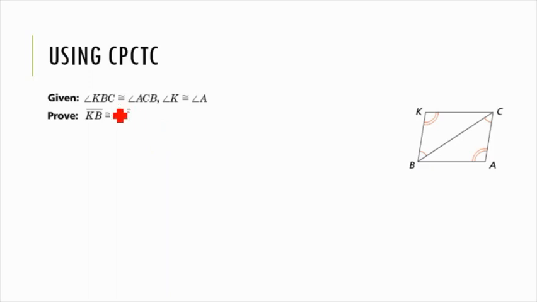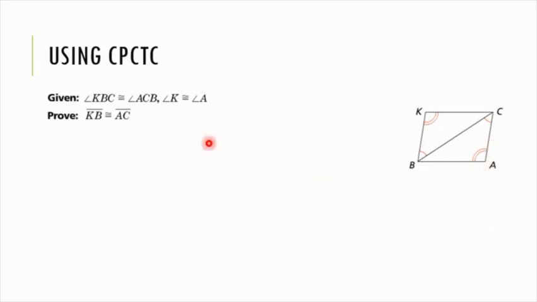Okay, it has two triangles. We're given that angle KBC, this angle right here, is congruent to angle ACB, which is this angle. Angle K, which again is this angle, and angle A, they are congruent. And with that information, we have to prove that KB is congruent to AC.